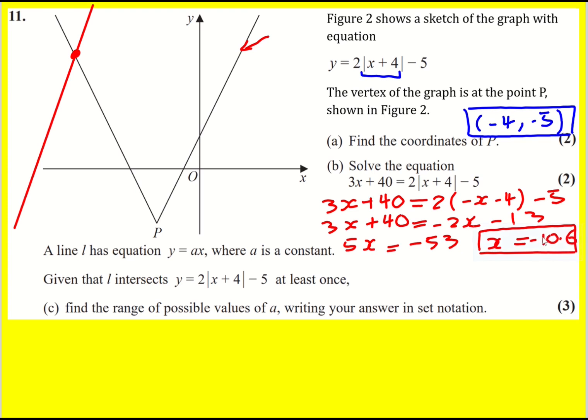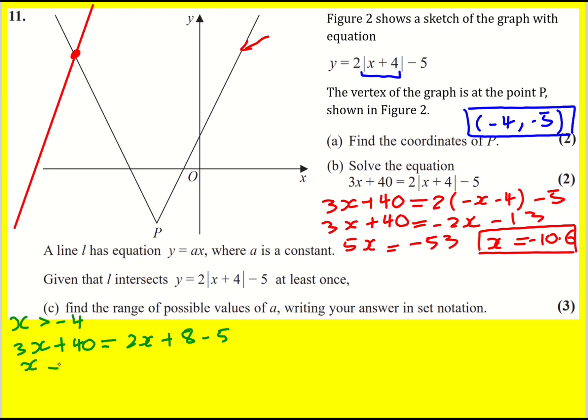And like I said, you don't need to actually solve for the positive one. In fact, if you do, you'll get a spurious solution. I'll just show you what would happen. So we do 3x plus 40 equals 2x plus 8 minus 5. However, we must recognize that x has to be greater than minus 4 for this to be true, because we're past the critical point to the right.